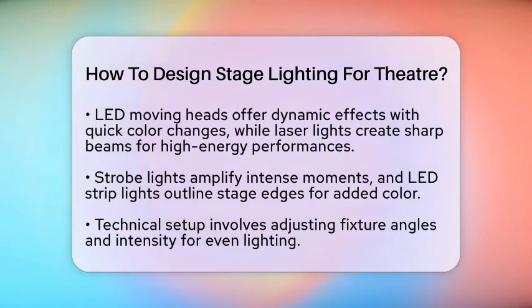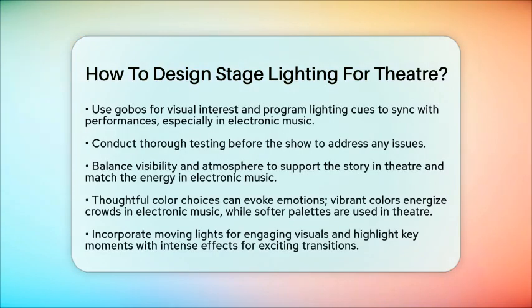Balancing visibility and atmosphere is vital. You want performers to be seen without overpowering the mood. In theater, this means supporting the story, while in electronic music, it means matching the energy of the music. Using color thoughtfully can evoke different emotions. Electronic music often uses vibrant colors to energize the crowd, while theater may use softer palettes.